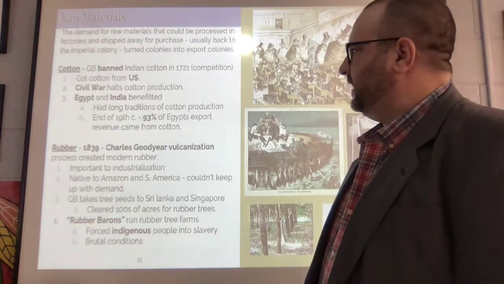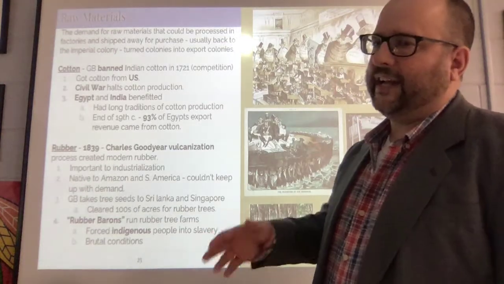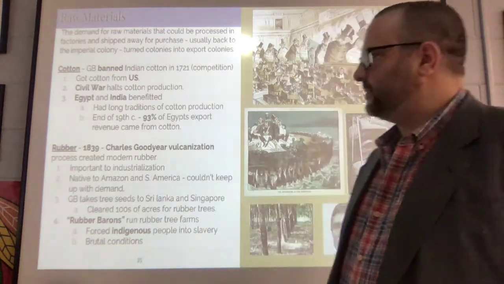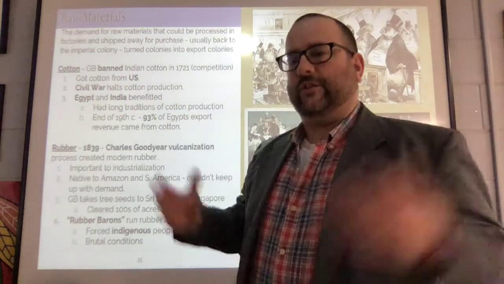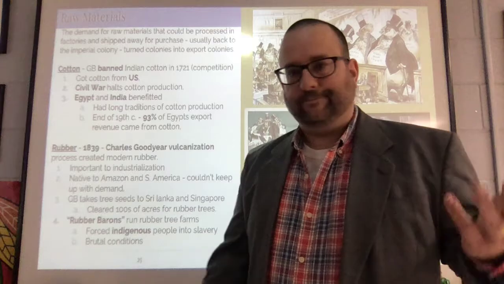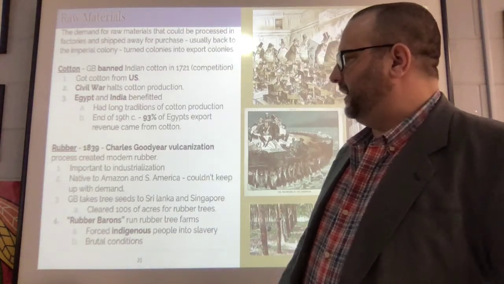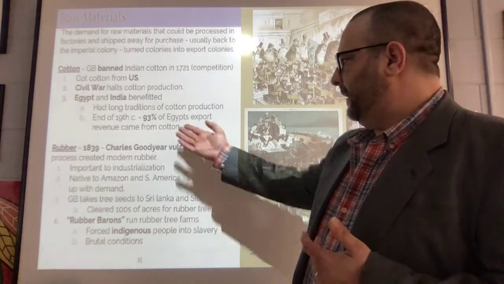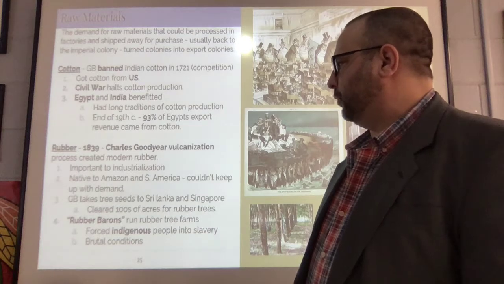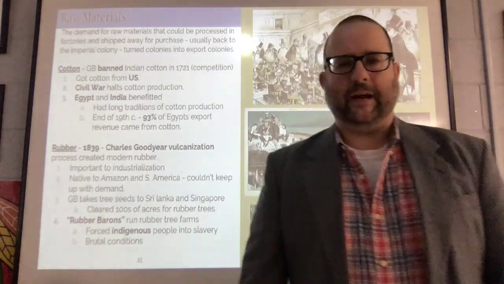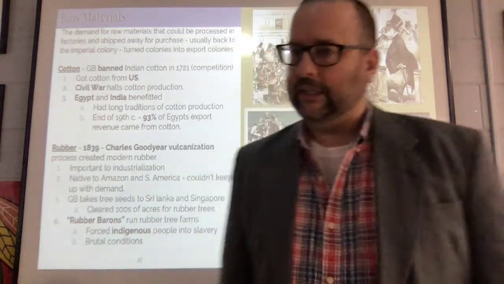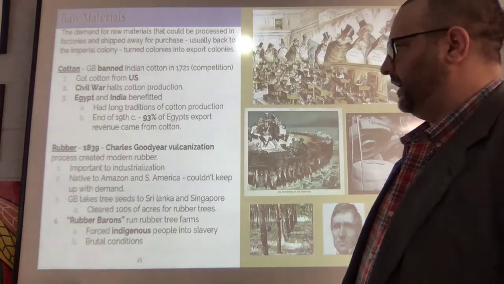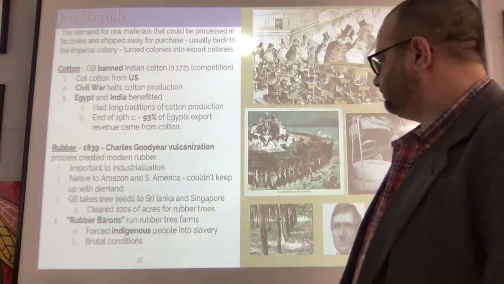Cotton. Well, Great Britain bans Indian cotton in 1721 and instead gets their cotton from the United States, South Carolina and Georgia and the southern states. Well, the American Civil War halts all this cotton production because, war. And Egypt and India are going to benefit because now they're going to try to control the market. By the end of the 19th century, 93% of Egypt's export revenue came from cotton. You don't usually think about Egypt being a cotton-producing nation, but they are, and they're going to benefit from the American Civil War, albeit indirectly, because they've had long traditions of cotton production.